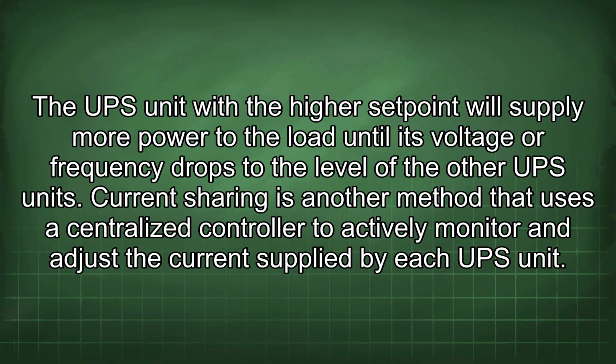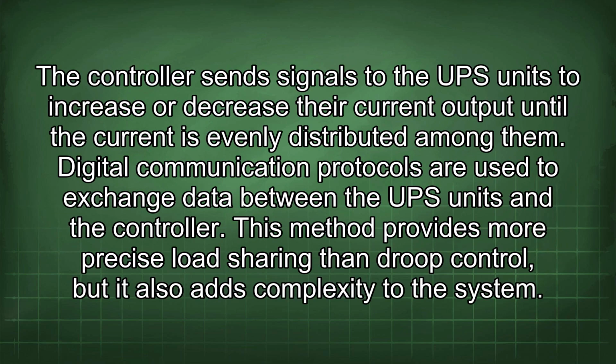Current sharing is another method that uses a centralized controller to actively monitor and adjust the current supplied by each UPS unit. The controller sends signals to the UPS units to increase or decrease their current output until the current is evenly distributed among them. Digital communication protocols are used to exchange data between the UPS units and the controller. This method provides more precise load sharing than droop control, but it also adds complexity to the system.